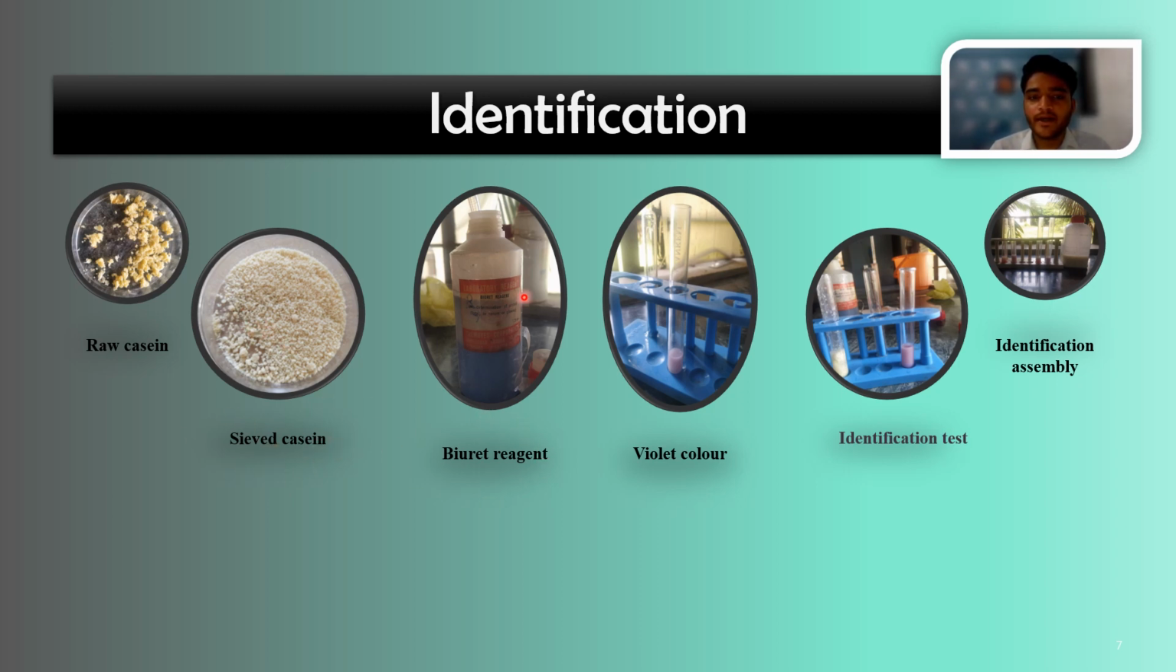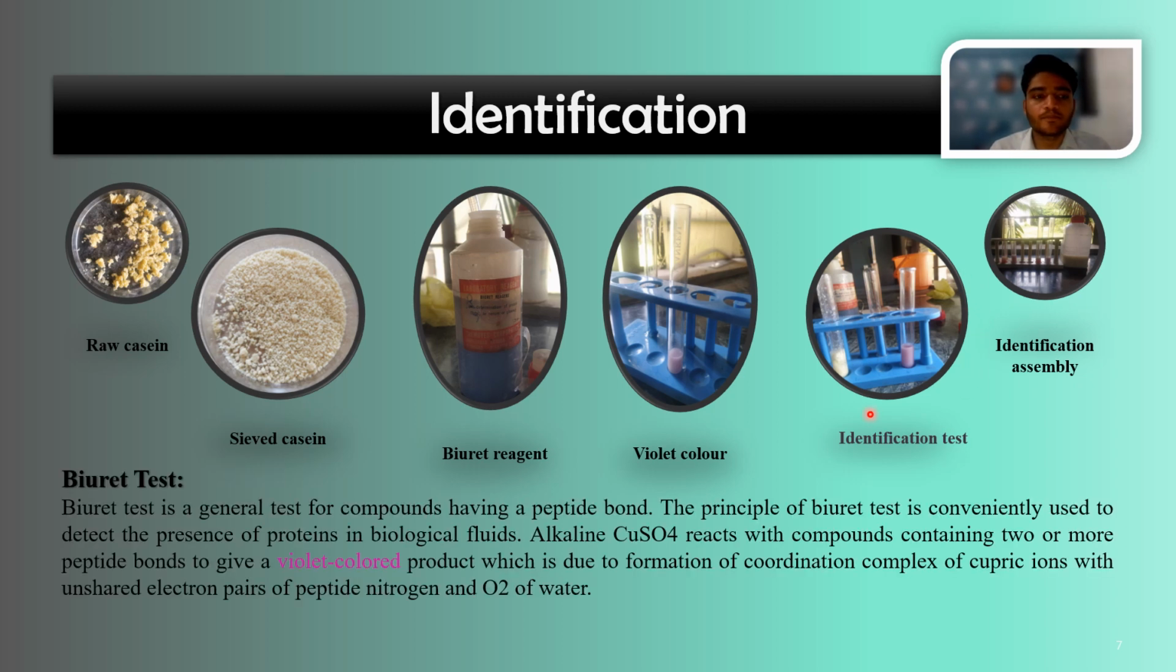Biuret reagent is used for identification, which will give you violet color. And here the image shows the identification test and the identification test assembly method. The Biuret test is a general method for compounds having a peptide bond. The principle of the Biuret test is to detect the presence of protein in biological fluid, which gives a violet color. Biuret reagent is a mixture of hydrated copper sulfate, potassium hydroxide, and potassium sodium tartrate.